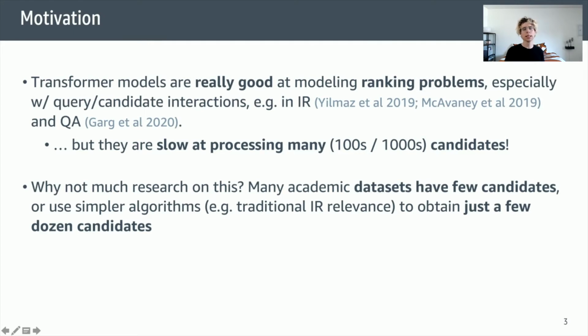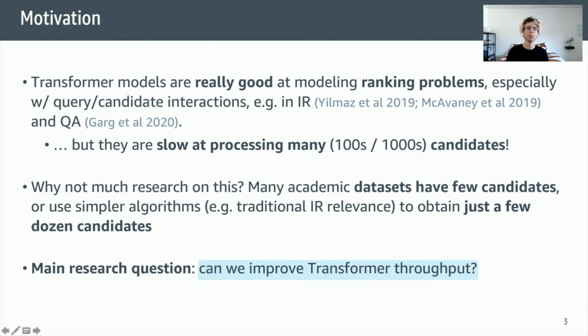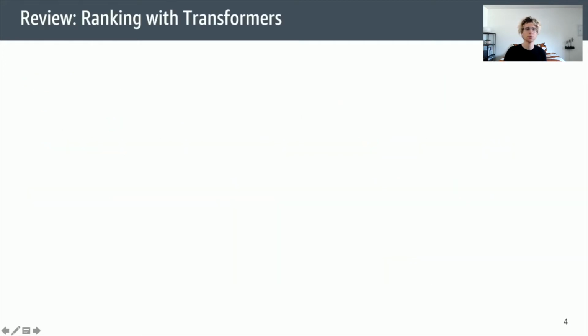This is because many academic datasets either have very few candidates or use simpler algorithms, such as a ranking model, to obtain an initial ranking on the candidates and then only use a select subset of candidates to be processed with a transformer model. However, we were interested to see if we could improve overall transformer throughput without using any of these alternative modeling techniques.